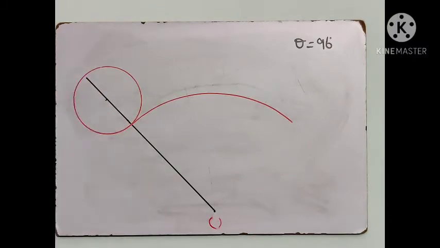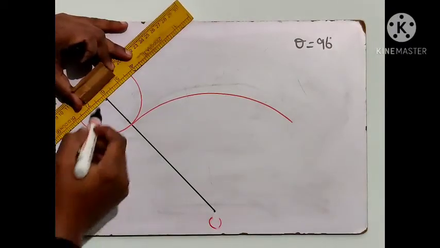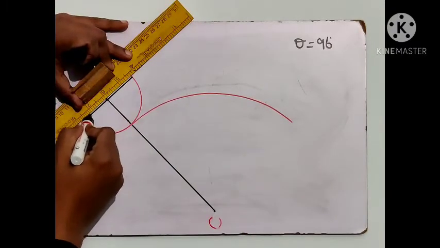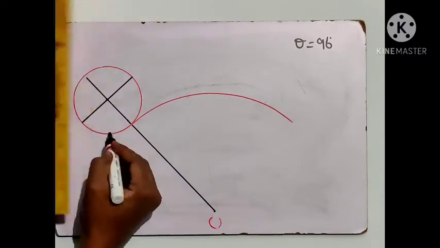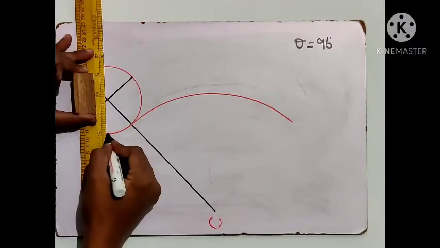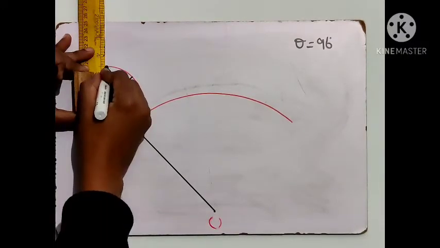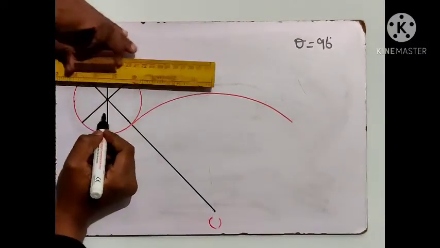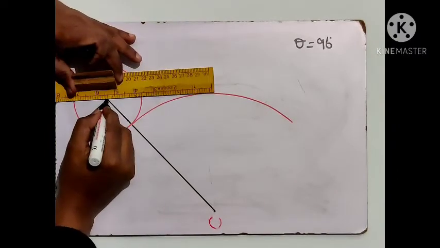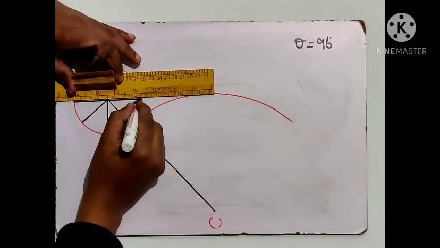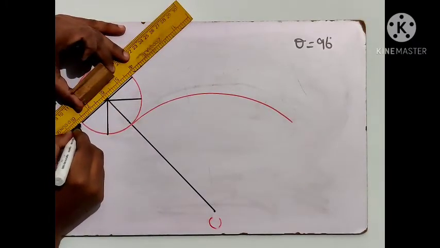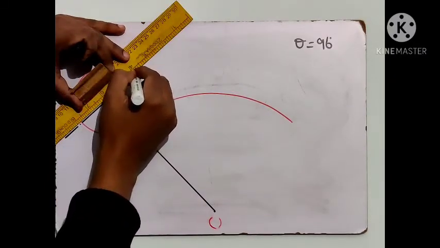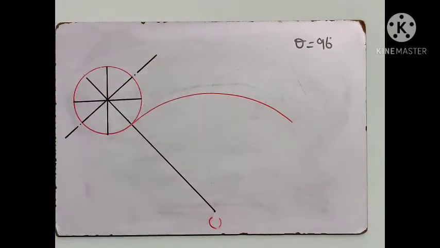Already we have one line. Perpendicular to that you make one more line, and at a 45 degree you make one more line, and at 45 degree you make one more line. So you will totally get 8 divisions, and apart from that you need to mention the axis. The axis will overlap with this line, so you get something like this.